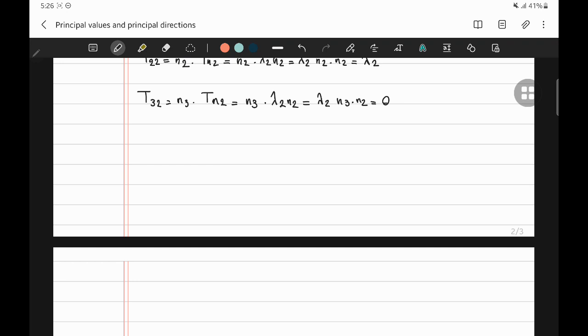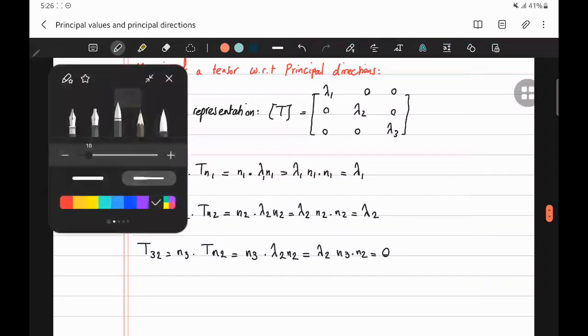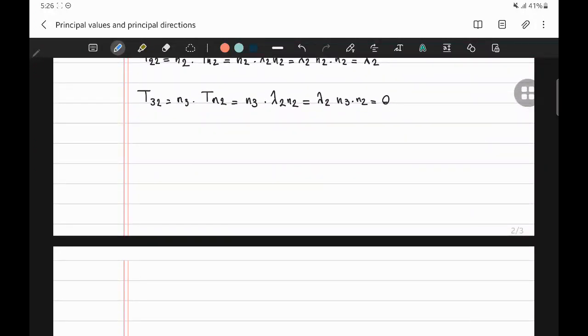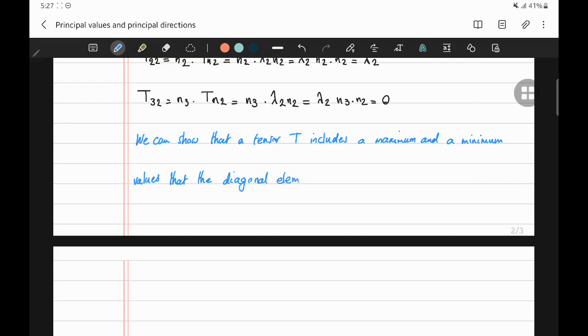Let's say we have this tensor here. We can show that a tensor T includes a maximum and a minimum value that the diagonal elements of any matrix T can have.